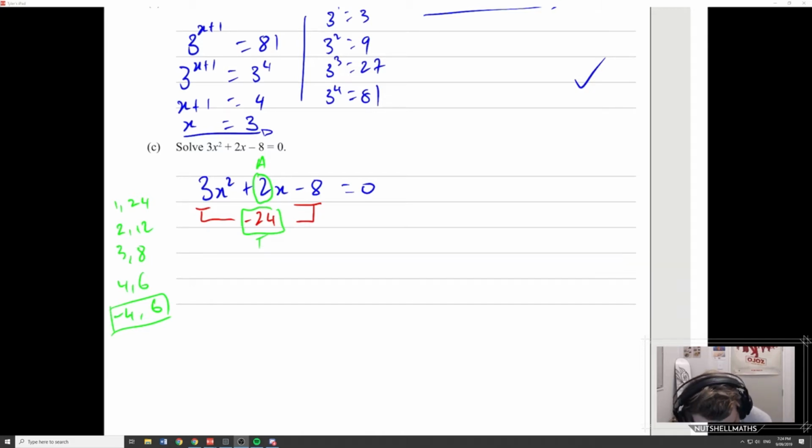So, what I'm going to do here is split this 2x into these two parts, negative 4 and positive 6. Let me show you what it looks like. 3x squared, I'm not going to touch it. Now I'm going to split the 2x into 6x minus 4x. If you simplify that, you'd get the 2x. If you simplified it, you'd get back to here. But I'm unsimplifying it to then do something even greater. And I've left the minus 8 on the end there too.